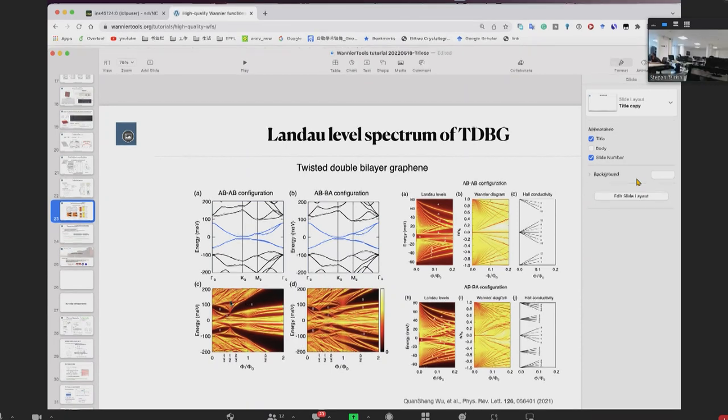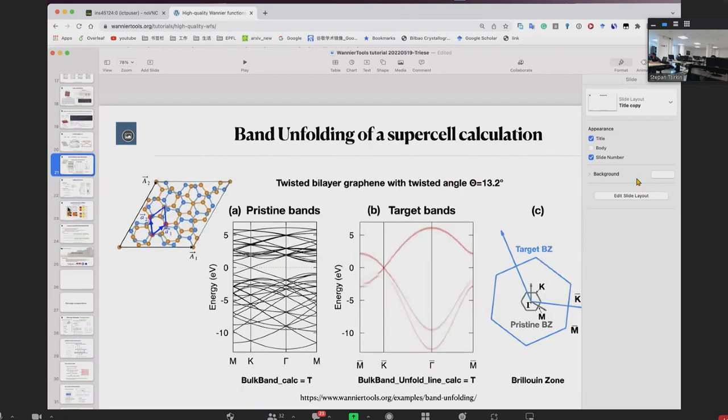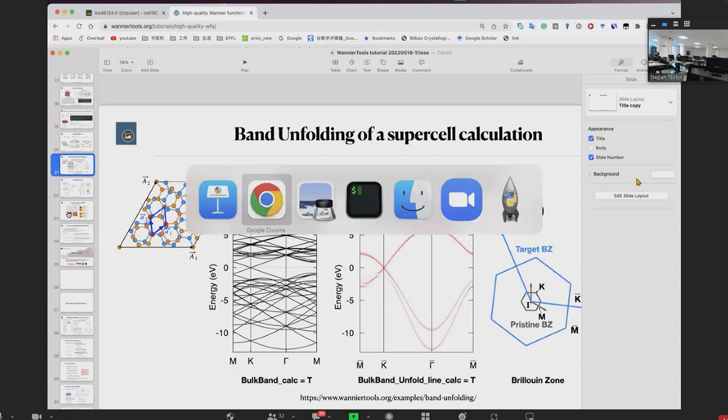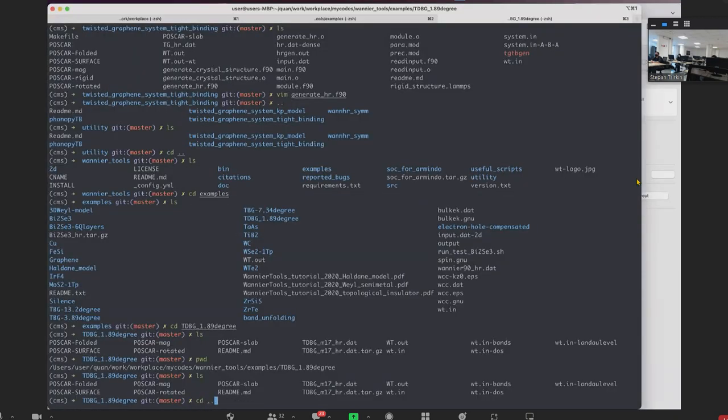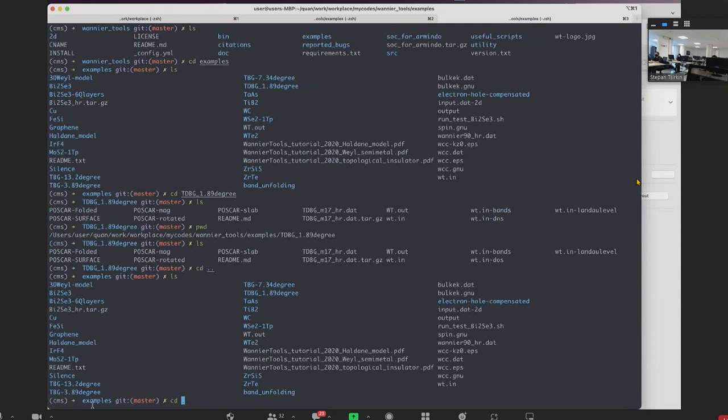Hi, Quansheng, this is Antimo. I actually have a question for you. It's a bit general. The machinery that you developed for the unfolding, that you're showing with this tutorial on twisted bilayer graphene, would that work with any supercell Wannier Hamiltonian? Yes, it's very general. You could do it with any Wannier Hamiltonian of a supercell. Yes, that would work.